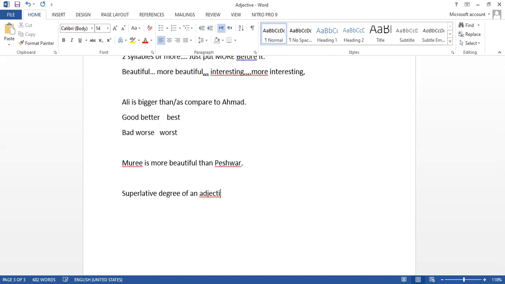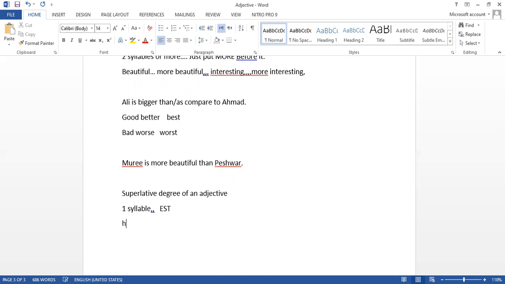Superlative degree of an adjective. What is the superlative degree of an adjective? If you want to tell the last superiority of a person, of a place, or of a thing, if you want to show the last limit of anything, then you use the superlative, the last limit. Remember, if there is one syllable over here, you have to put just est.